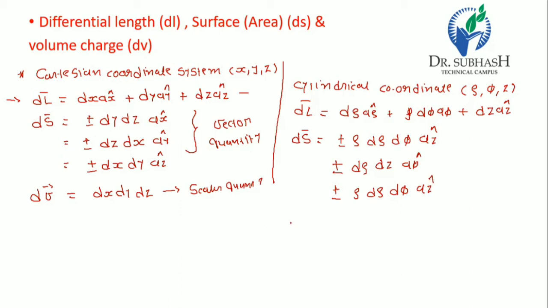And the volume is represented by dv. So it is not a vector quantity, it is represented by rho d rho d phi dz. Okay, here you note that we multiply by rho whenever we differentiate with respect to phi. So when we differentiate for the differential length, we always put the rho with the multiplication.